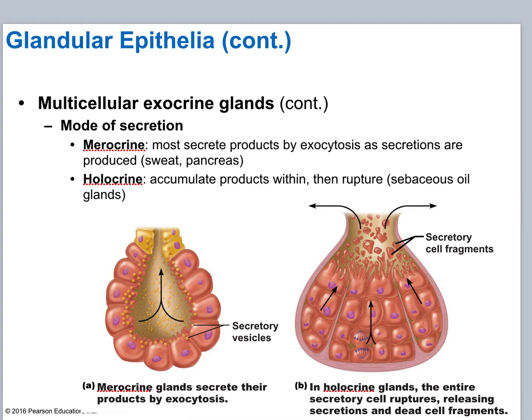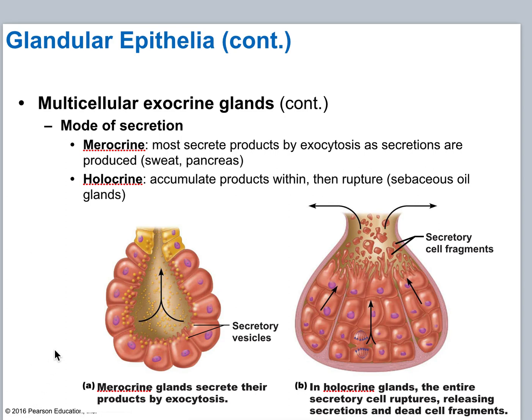The last way to distinguish the glands is by the mode of secretion. The merocrine glands are glands that secrete their products by exocytosis. This is a process in which the gland produces a secretion, and then that secretion is in a vesicle within the gland, and it's exposed to the surface of the gland, and then it's released through the process of exocytosis into the space of the duct or into the bloodstream.